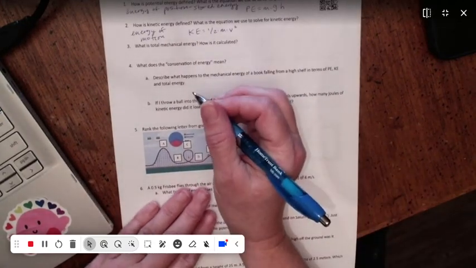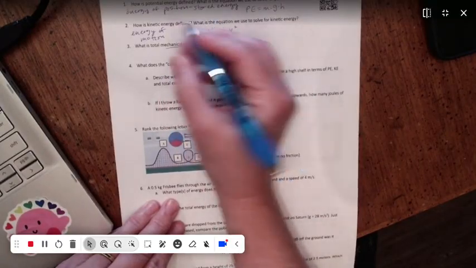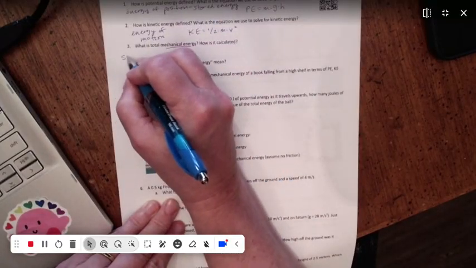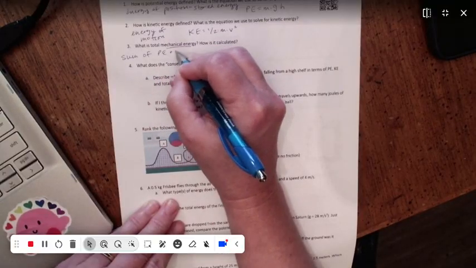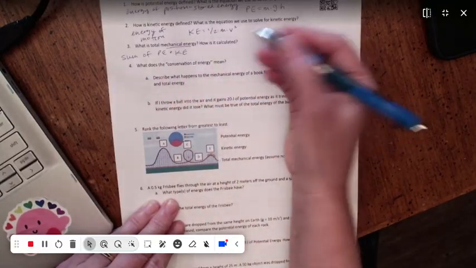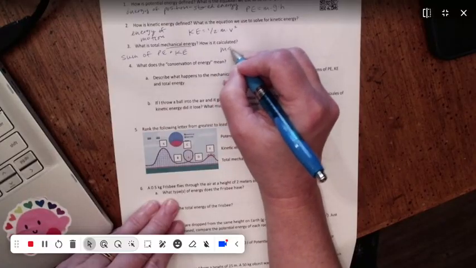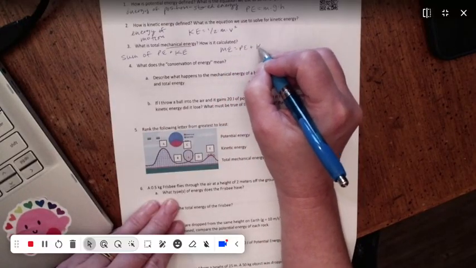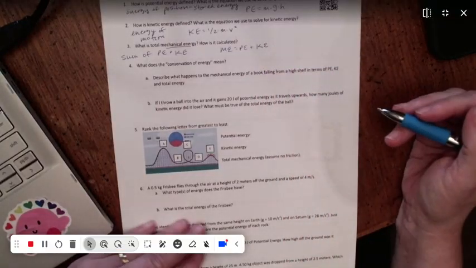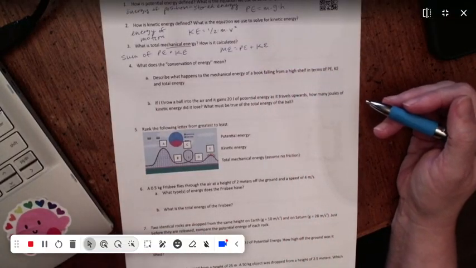Total mechanical energy is the sum of our PE, our potential, and our kinetic. So how is it calculated? We just add those two up. But it's basically all of our mechanical energy, our energy due to position and motion of our object.